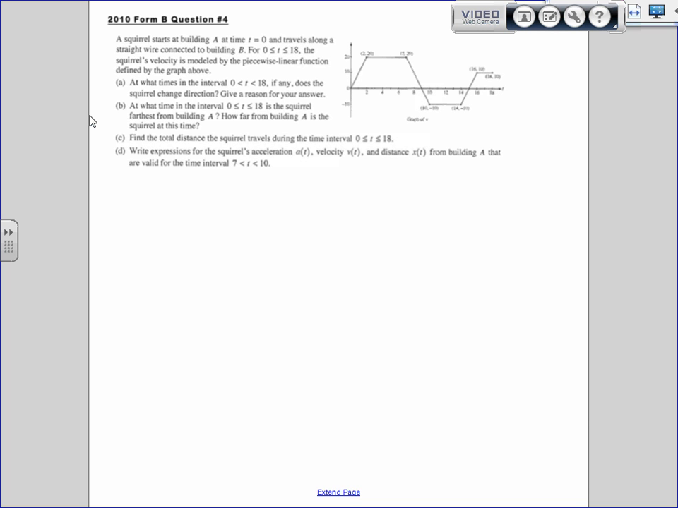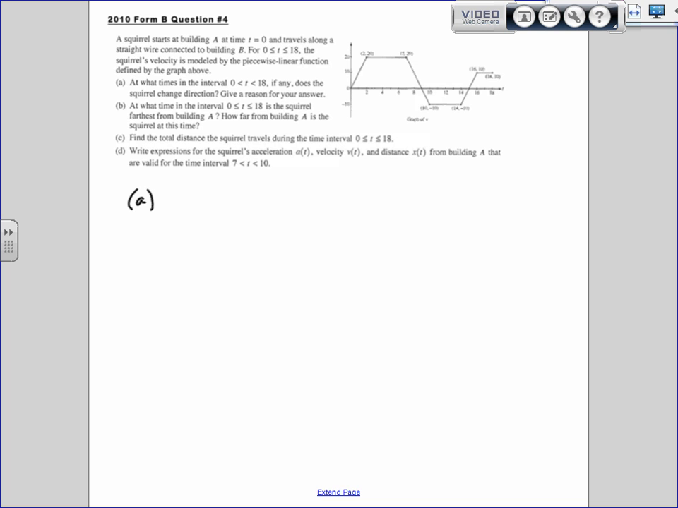All right, so this is a very famous AP question. It was only a few years ago, 4 or 5 years ago, I guess. A squirrel starts at building A at time t equals 0 and travels along a straight wire connecting to building B. I don't know how these people come up with these questions. They're just random. Between 0 and 18, the squirrel's velocity is modeled by the piecewise linear function defined by the graph above. At what times in the interval 0 to 18, if any, does the squirrel change direction? Give a reason for your answer.